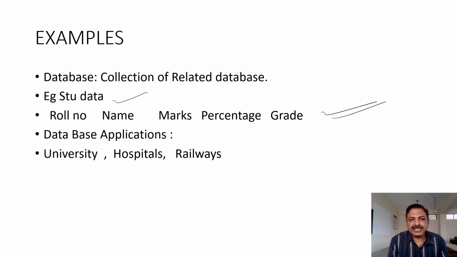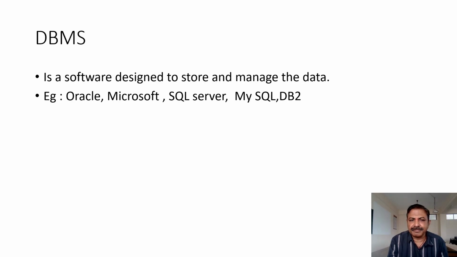So, database applications: where do you use this data? Generally, data is used in universities, hospitals, railways and banks, wherever they need a lot of data. For example, people's email ID, contact number, address. In railways, we do reservation also, using the PAN number or Aadhaar card number for Tatkal reservation, etc.